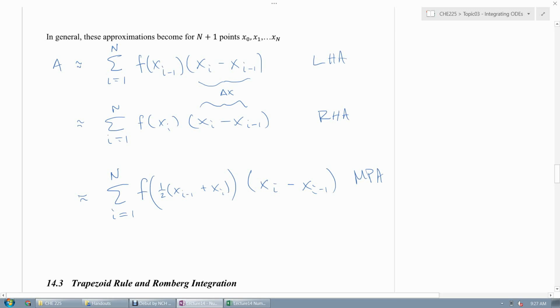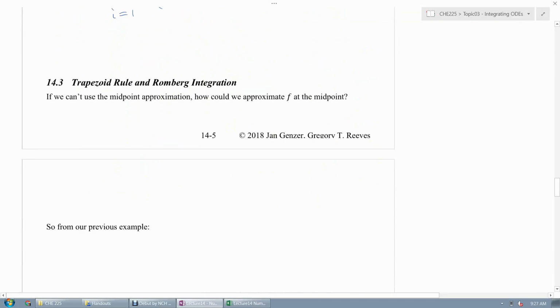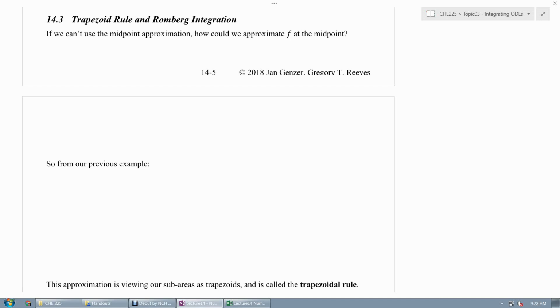This midpoint approximation depends on whether you can evaluate f at whatever point you want. Maybe you can't, in which case maybe the midpoint approximation is off the table for you. But unfortunately, the midpoint approximation is superior in terms of its accuracy. So the question is, what would you want to do to improve your accuracy in the case where you can't do the midpoint approximation? If we can't use the midpoint approximation, how can we approximate f at the midpoint?